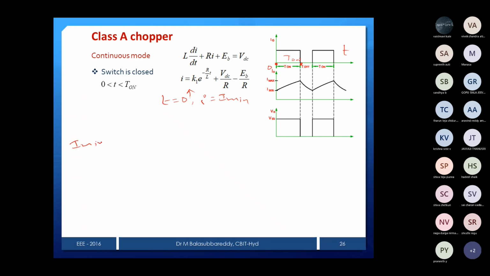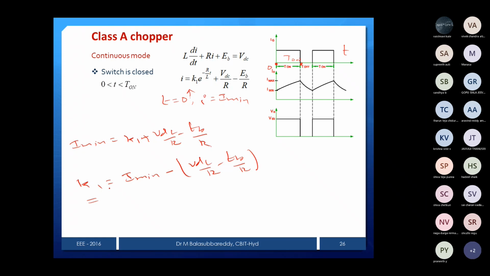I is equal to I minimum, that is equal to K1 into e power 0, and e power 0 is 1. So K1 plus VDC by R minus EB by R. From this, what can I write? K1 is equal to I minimum minus VDC by R minus EB by R. This is K1.